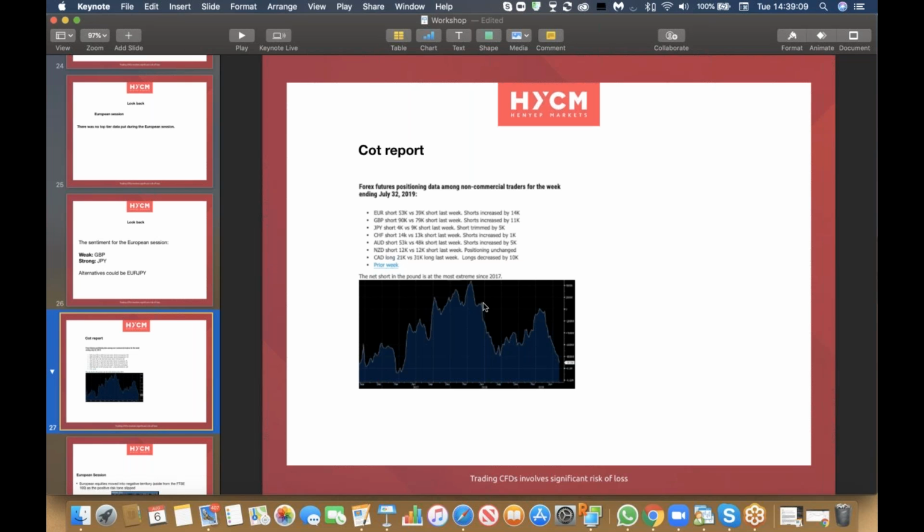So the net short in the pound, 90,000 contracts short, is the largest short there's been since 2017 in the pound. Okay, so that's a huge number of shorts, and they're up from 79,000 from the week before, and that week was up 6,000 or 7,000 from the week before that. So we've had this continual increase in pound shorts.